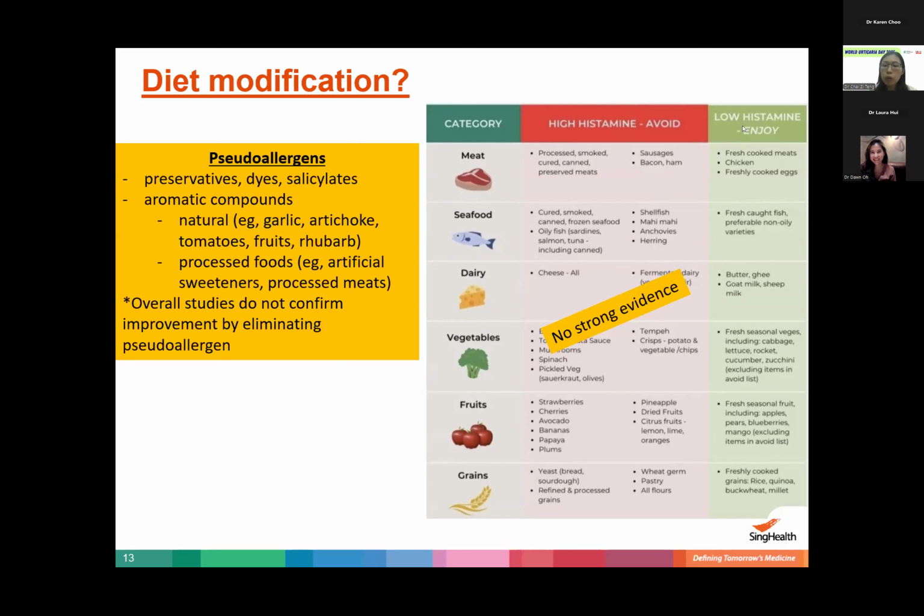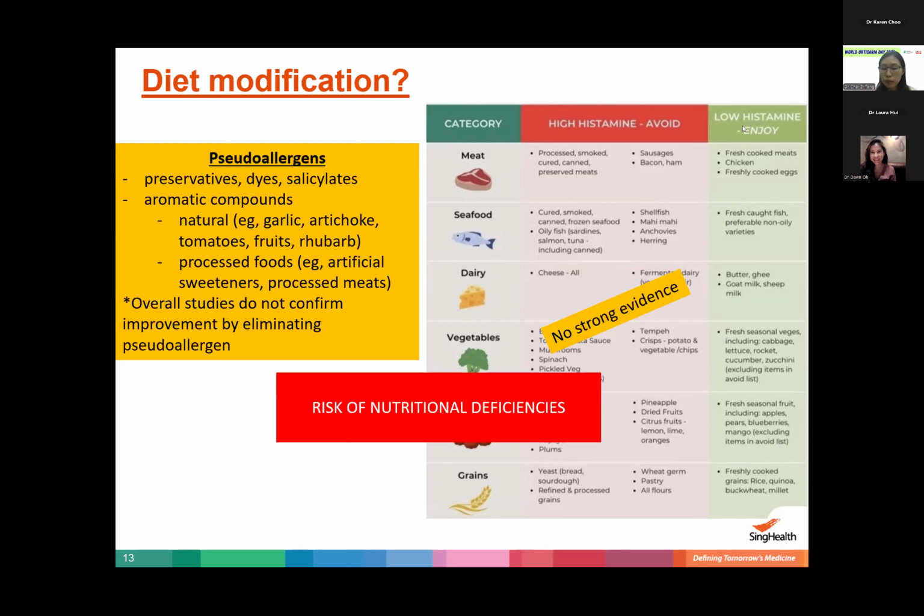And what's more worrying is that if you look at this list, it's a huge list. If you want to avoid all this food, I think the more concerning part would be the risk of nutritional deficiency.